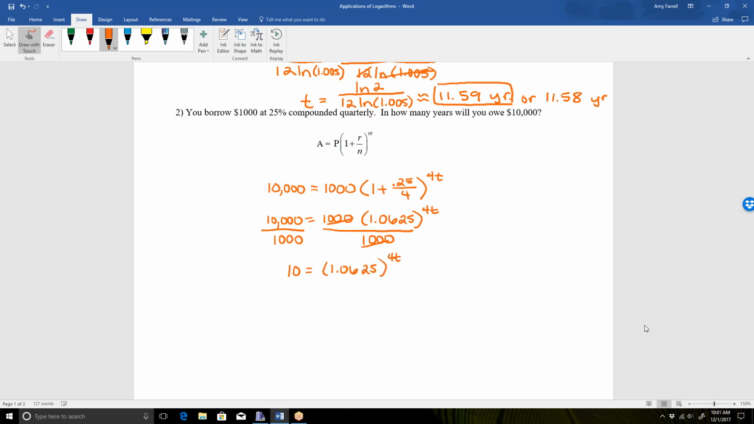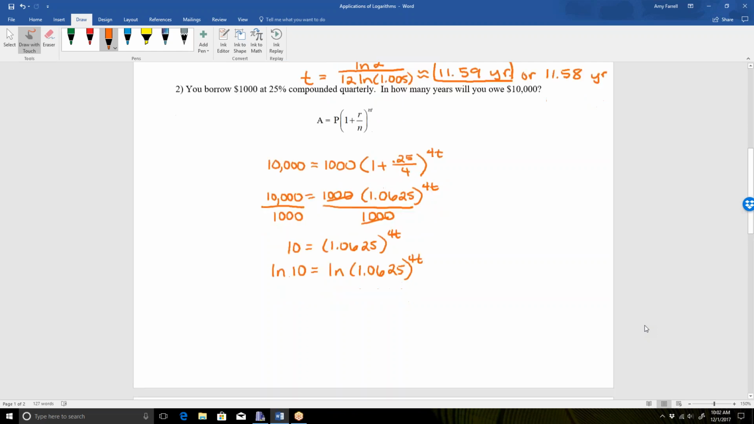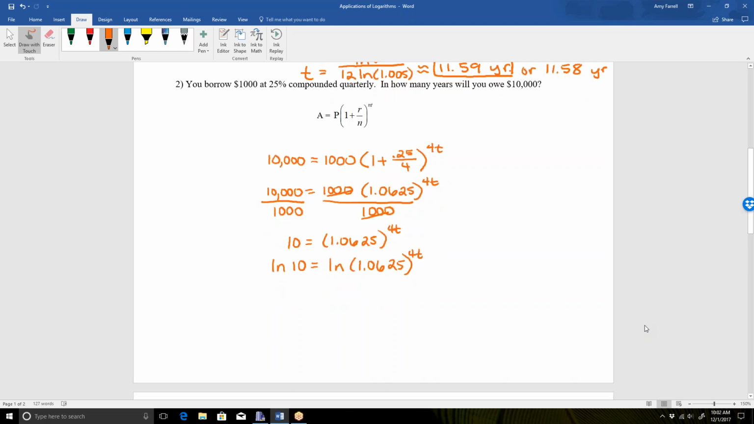Okay, now next step, I'm going to take the natural log of both sides. It would also work to take log base 10 of both sides, but I always like to just do natural log. I'll show you number 3, the next one we're going to do, you're going to see why the natural log is really helpful. Then I'm going to use my law of logarithms. I'm going to move that 4t down in front and make it a coefficient or a multiplier.